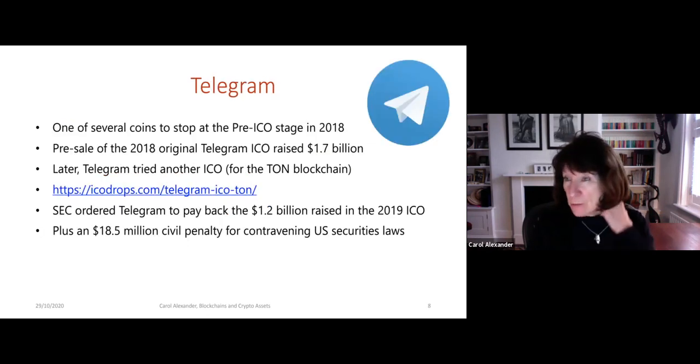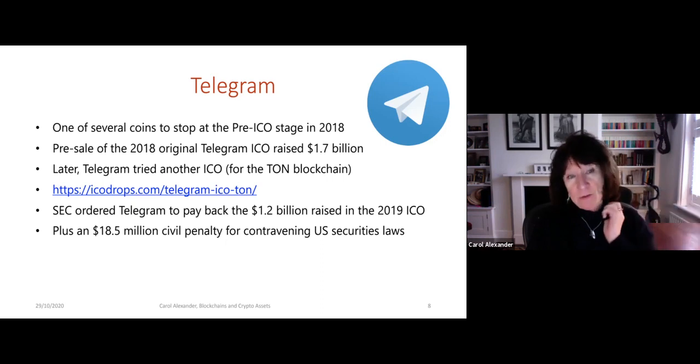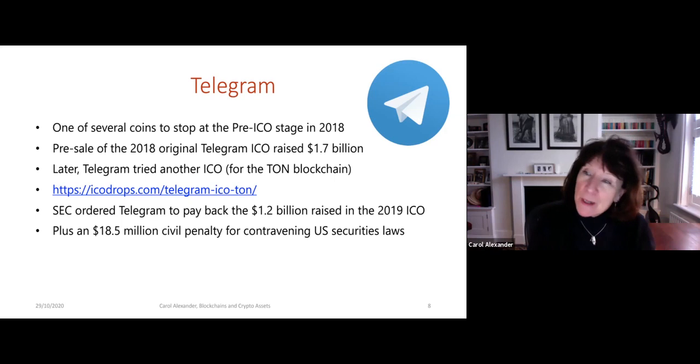Telegram, well, many of you probably use the Telegram messaging service. It's one of several coins that actually didn't get to the ICO. It stopped at the pre-ICO fundraising stage. They got so much money in the pre-ICO in 2018 that they said, we're not doing the ICO at all. And so they got 1.7 billion. I mean, that's just amazing. They got 1.7 billion. You know, in an IPO, you're lucky if you raise 3 million.